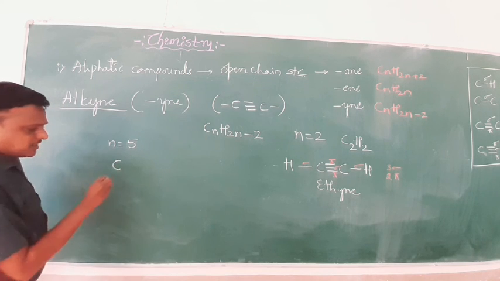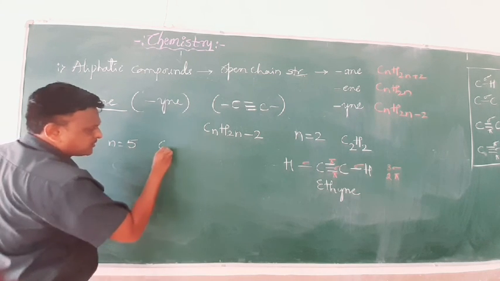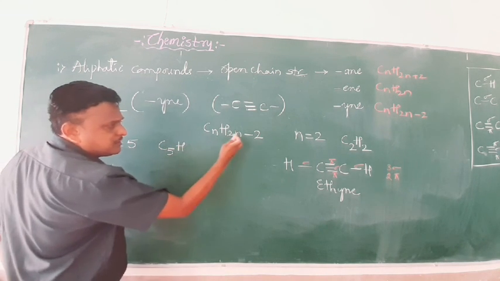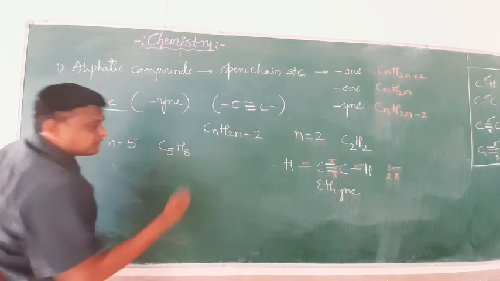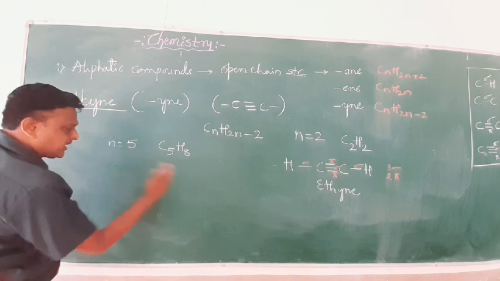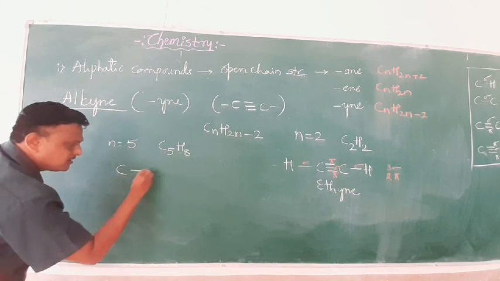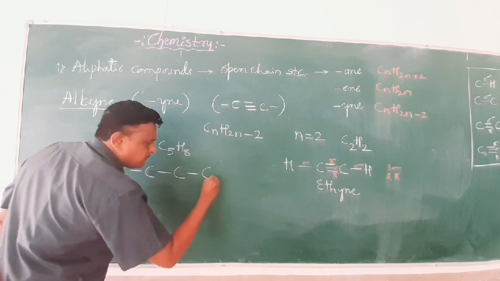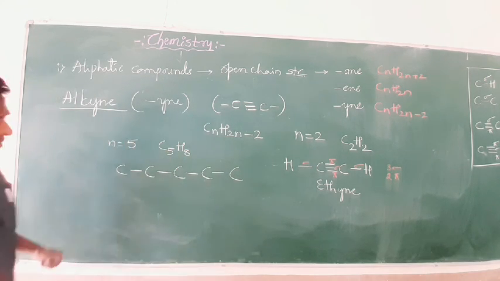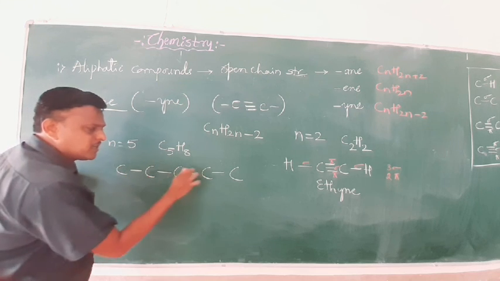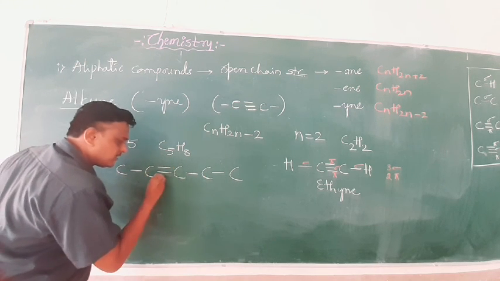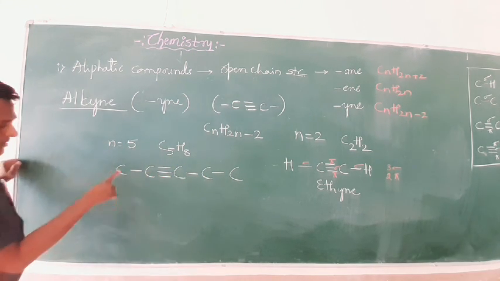So we first start with C. The formula is C5H. 5 times 2 is 10, 10 minus 2 is 8. C5H8. First you write 5 carbon atoms: 1, 2, 3, 4, 5. Among these, you have to put one triple bond, either here, here, here, or here. Now, you start with this carbon.